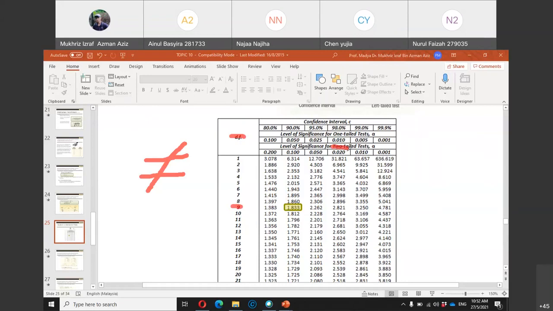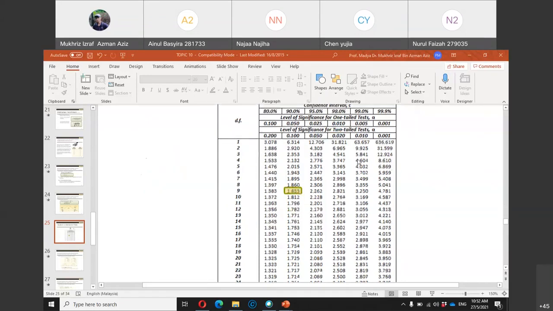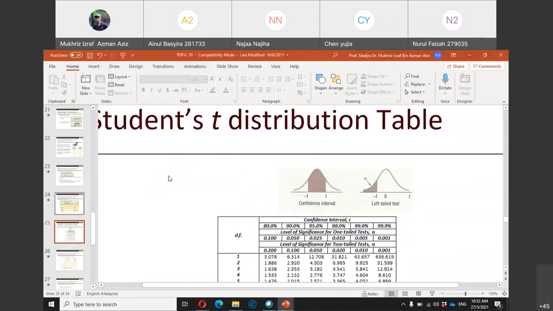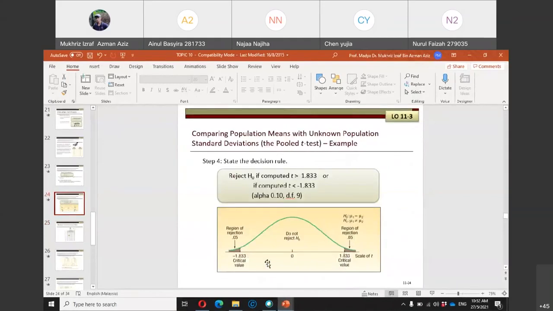So 9 under two-tail test, 10%, it will be 1.833. Okay, so that's how you obtain this value of 1.833 on the left side and also on the right side of the distribution. So remember, whenever you are doing a two-tail test, your critical value, your decision rule in step number 4, must also be followed by two different values, one positive, one negative: more than a positive value and less than a negative value of the same value.